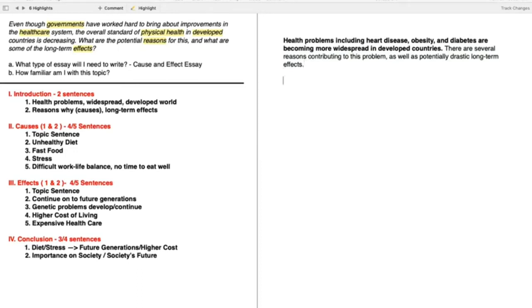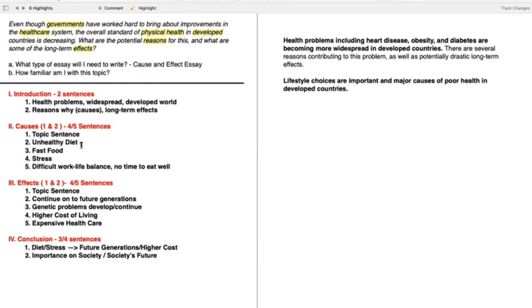Okay, I'm going to go to my second paragraph. I'm going to start with my topic sentence, which introduces the paragraph. And I'm going to start by saying lifestyle choices are important and major causes of poor health in developed countries. Okay, that's my topic sentence, because basically unhealthy diets and stress are lifestyle choices.